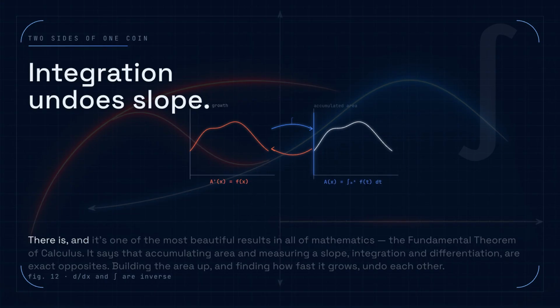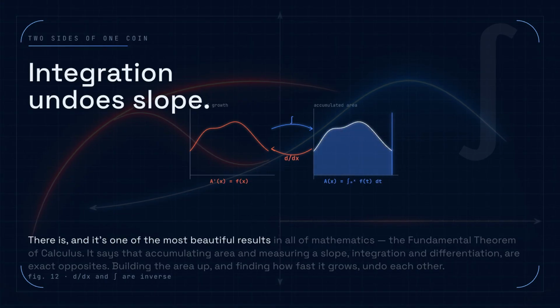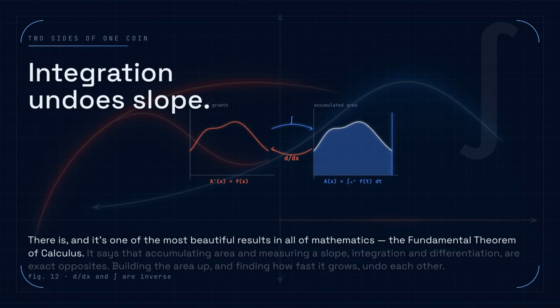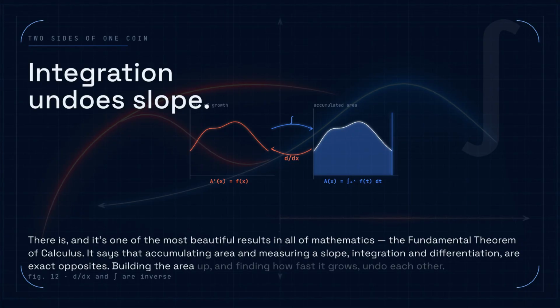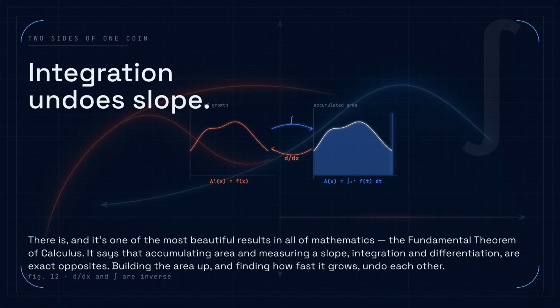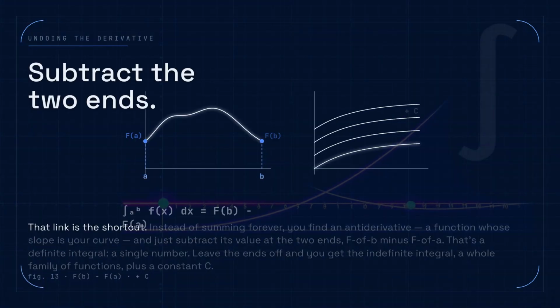There is, and it's one of the most beautiful results in all of mathematics: the Fundamental Theorem of Calculus. It says that accumulating area and measuring a slope, integration and differentiation, are exact opposites. Building the area up and finding how fast it grows undo each other. That link is the shortcut.